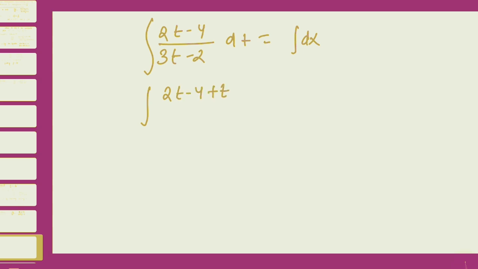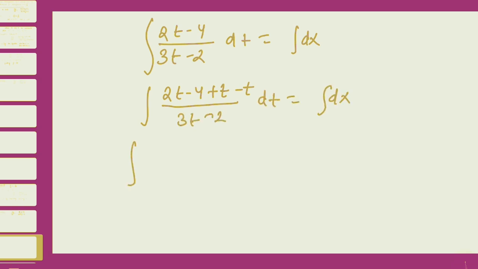So it will become, I am writing directly, (2t - 4)/(3t - 2) dt = dx. Okay, and we will integrate both sides. So this integration we can solve like this: in the numerator, 2t - 4, we will make 3t - 2. So we add t and subtract t, giving 3t - 2.